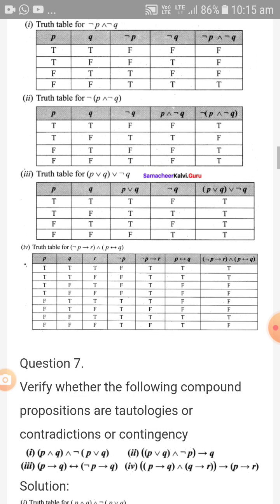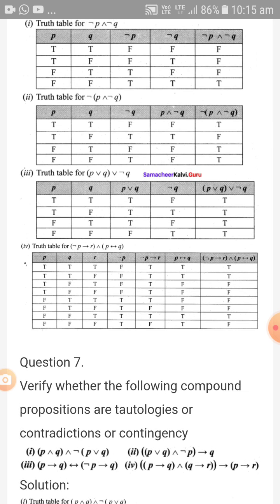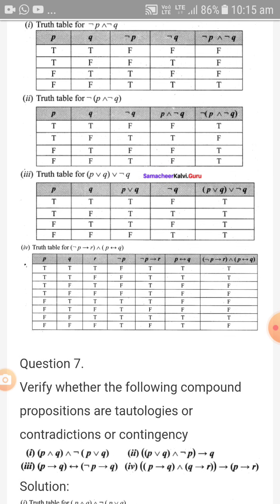The fourth one they have given is: not P then R, and P if and only if Q. So P and Q are given. We have to write 8 rows: 4 true, 4 false, then 2 true 2 false, then alternating true false. Here R is extra, so we add R as well: true false alternating. Not P means opposite: true becomes false, false becomes true. So now we have to compare not P then R.